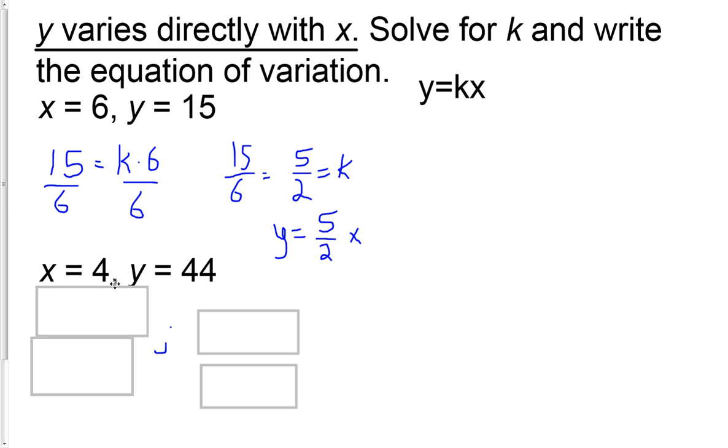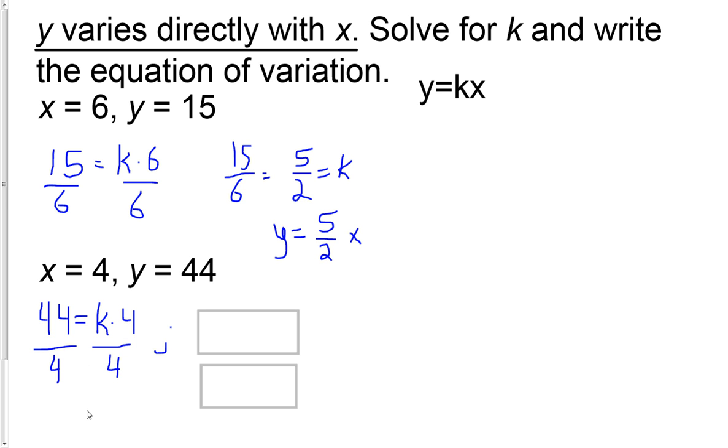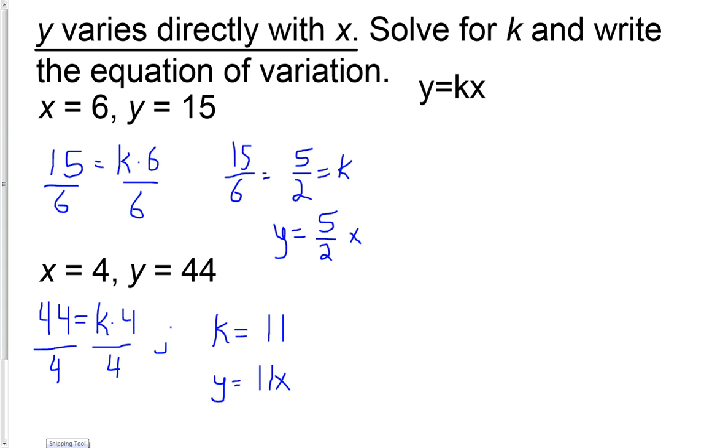Next, x is 4, y is 44. 44 equals k times 4. Divide by 4 on each side. 44 divided by 4 is 11. So k is 11, and y equals 11x.